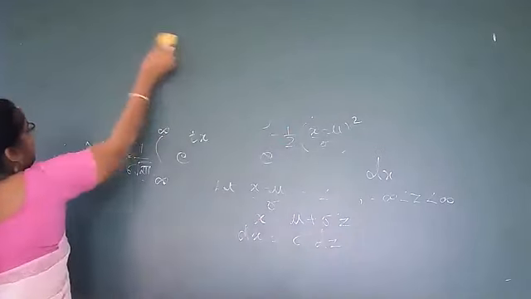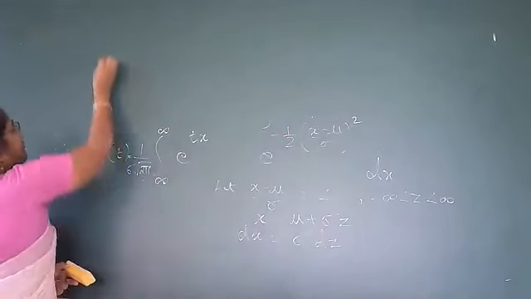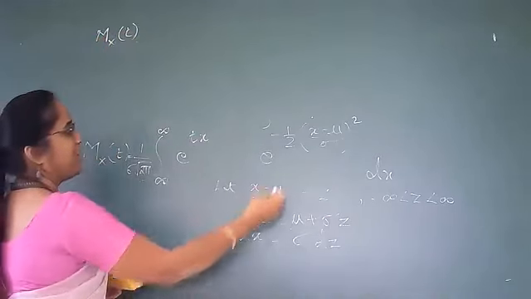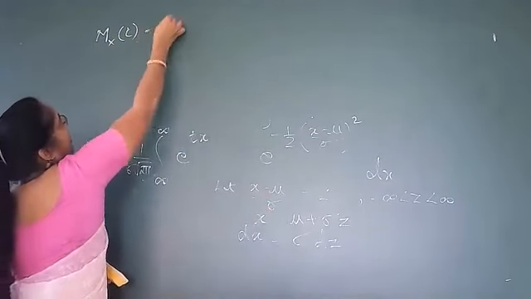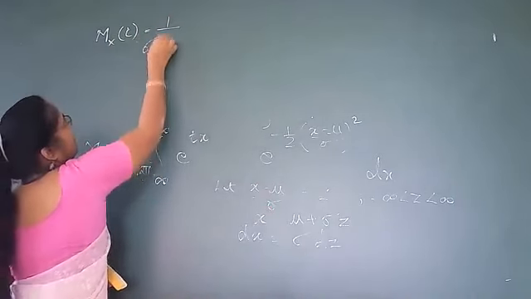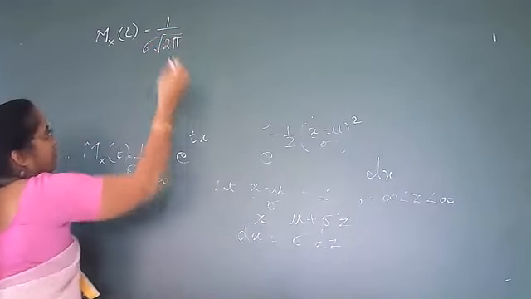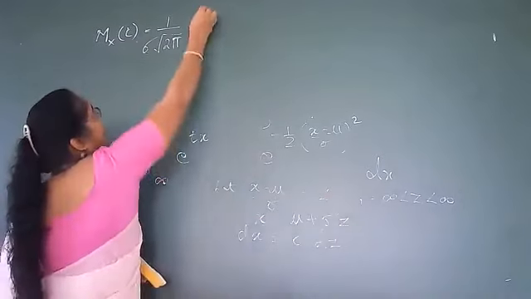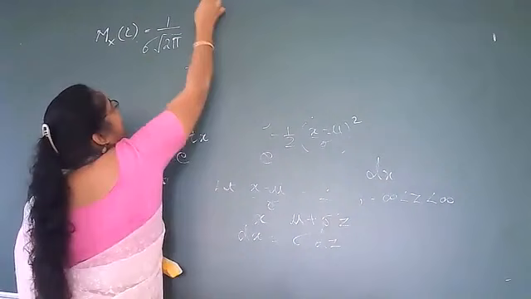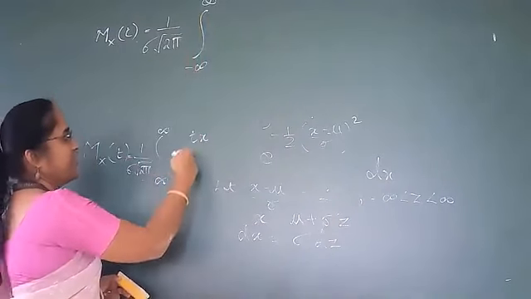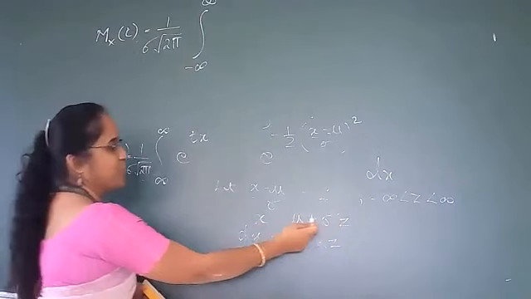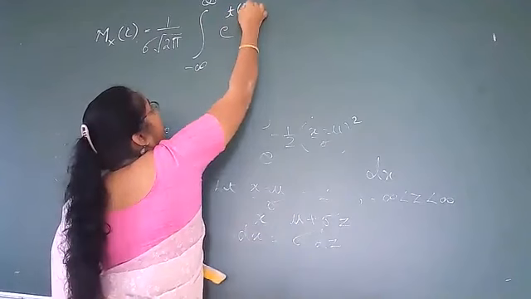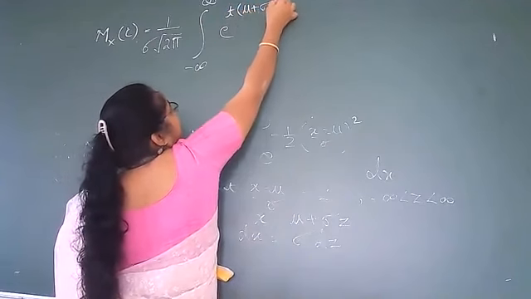So this brings about a linear transformation. Therefore, my MGF, when I'm calling x minus mu upon sigma as z, it would turn out to be 1 upon sigma root of 2 pi. The integral is from minus infinity to plus infinity for z, so I keep it as minus infinity to plus infinity. Instead of e raised to tx, I'm going to change my x as mu plus sigma z. So it's going to be e raised to t times mu plus sigma z.